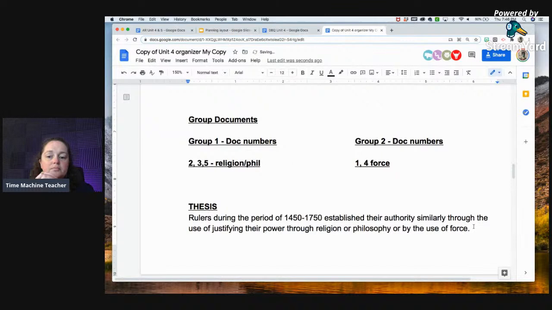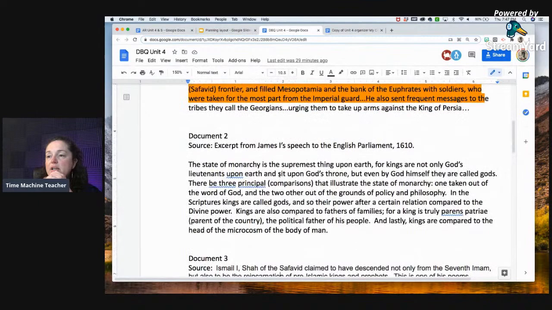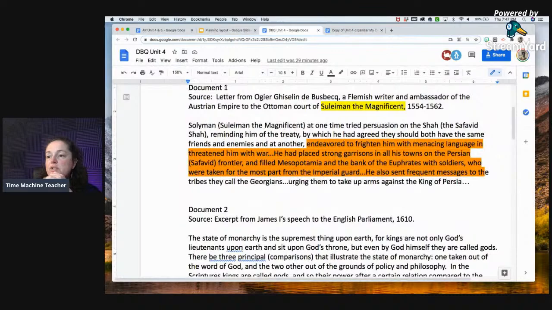We need extent language in there, though. So, to what extent did they do this? What do you think about religion? What extent would religion be? Yes, we're using these documents for the DBQ, Harding. Was religion major or minor? What do you think? I'd say it's pretty major by the way that they're talking. And the force is pretty strong too.